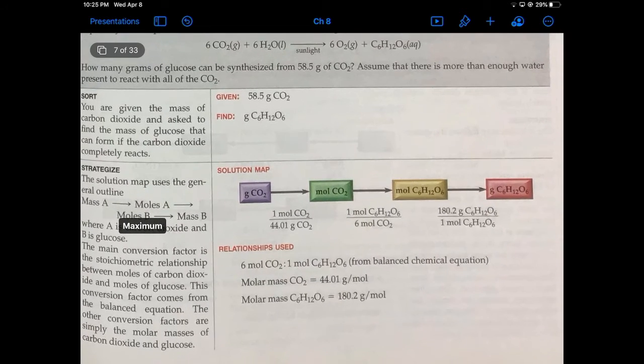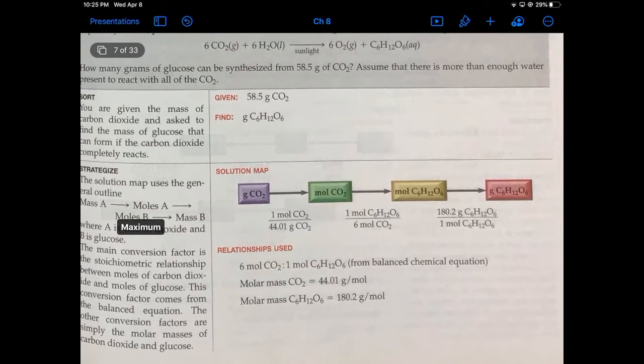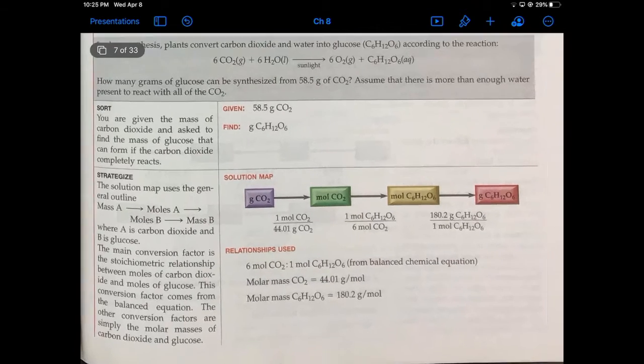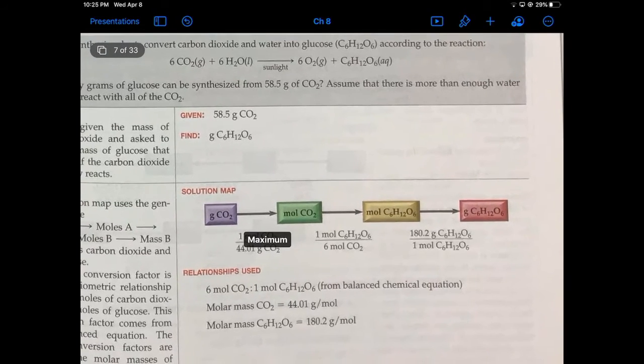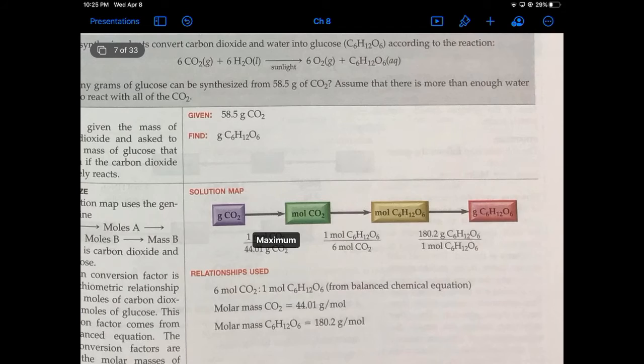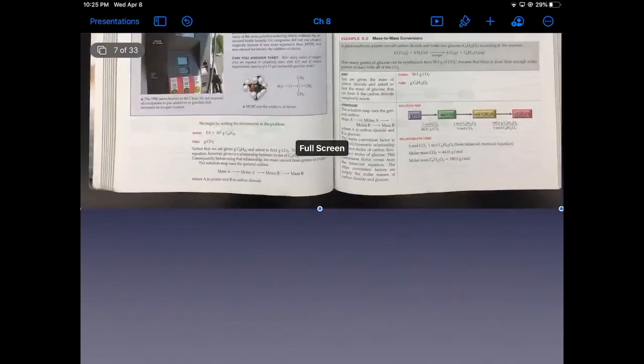It's quite simple. So 2 of those conversion factors, the first one and the last one, are just molar masses going from grams to moles. That middle one is what it's all about. That middle one's the magical one, because it takes us from moles of one substance to moles of another substance, right?